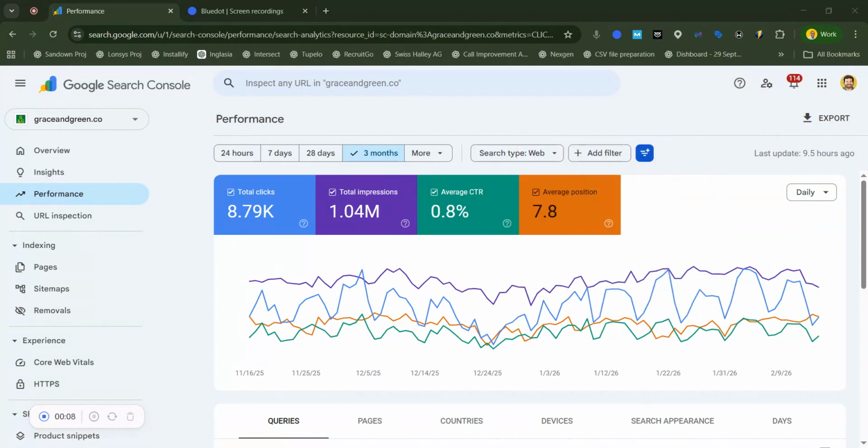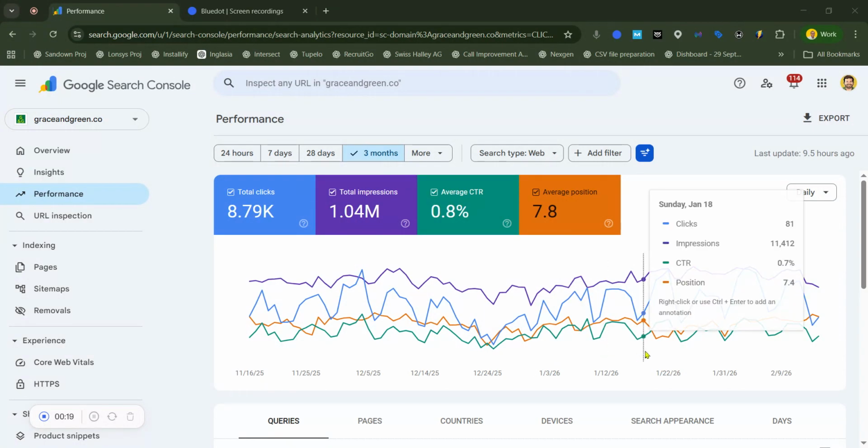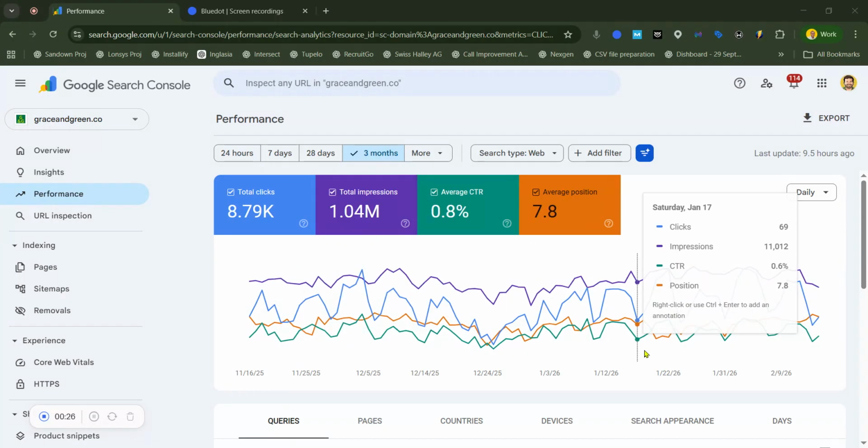In this lesson, I'm going to show you how to diagnose one of the most misunderstood situations in SEO. A website loses traffic, and everyone immediately assumes something is broken. Maybe Google penalized the site, maybe the rankings dropped, maybe SEO simply stopped working. But very often, none of that is true.